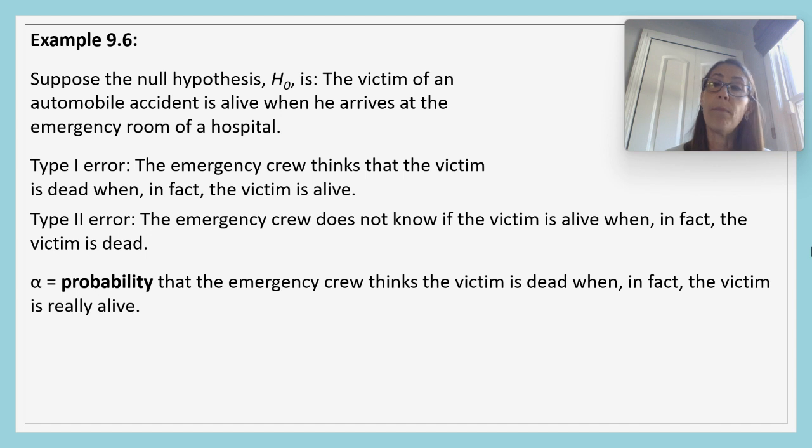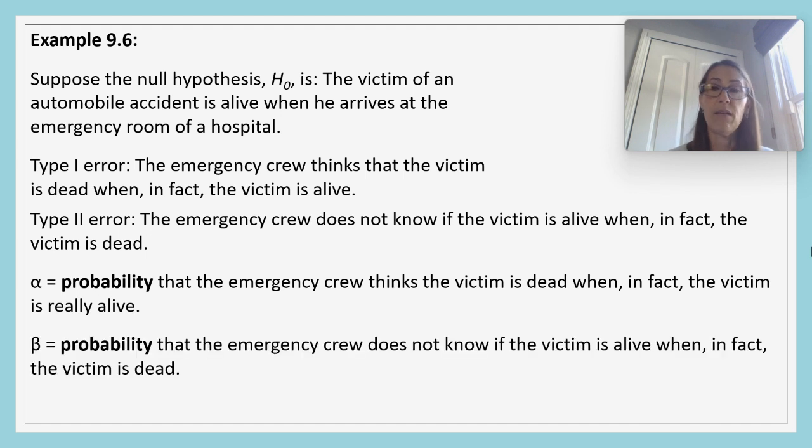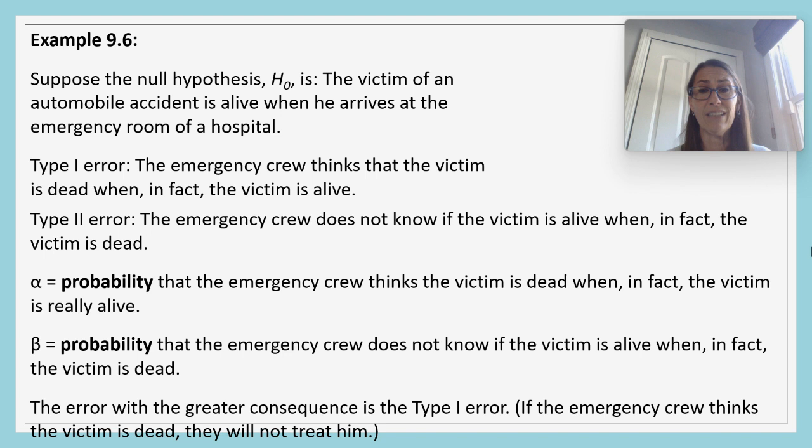Alpha is the probability that the emergency crew thinks the victim is dead when in fact the victim is really alive. And beta is the probability that the emergency crew does not know if the victim is alive when in fact the victim is dead. Here, the greater consequence is the type 1 error. If the emergency crew thinks the victim is dead, they will not treat him. So it's not always the type 2 error, right? You just have to think about what the errors mean and then make a decision on which one has the greater consequence.